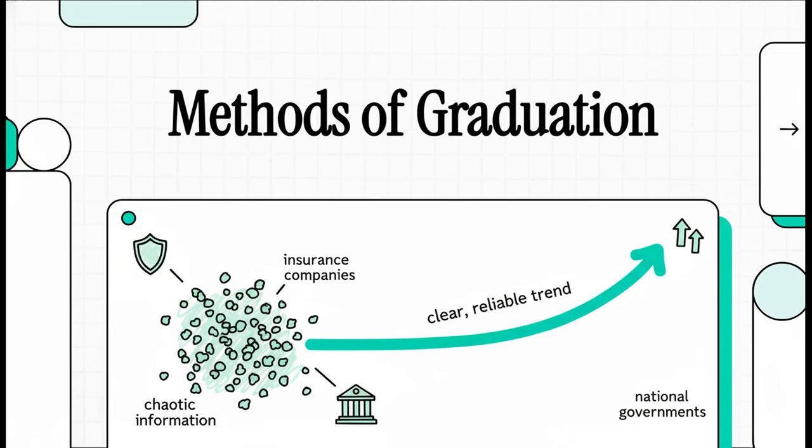Today we're diving into something that's, honestly, a kind of statistical art form. It's called graduation, and it's all about one thing: finding the true, clear signal that's hiding inside a whole mountain of messy, noisy data. So let's get into it.